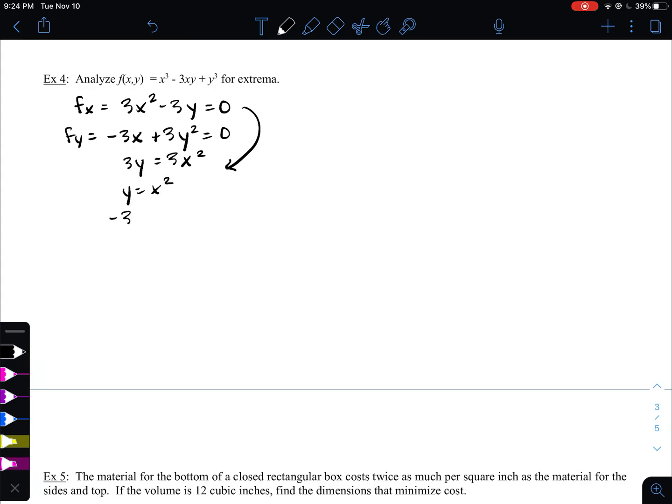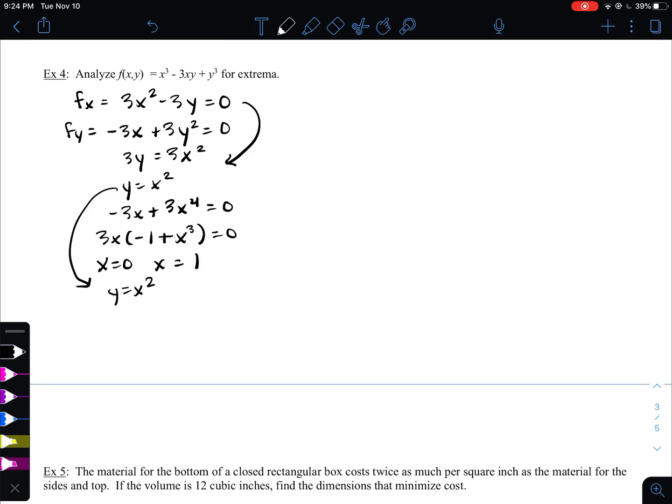So that gives me negative 3x plus 3x to the 4th. Doing some factoring. I should rewrite this the other way, but it's fine. So my two x values that give me critical points are x equals 0 and x equals 1. Now, what I'm about to show you doesn't mean that you get to mix and match all of them. Remember that y equals x squared.